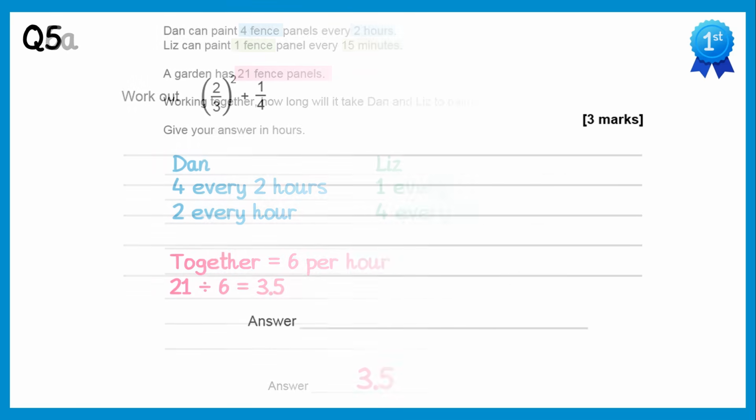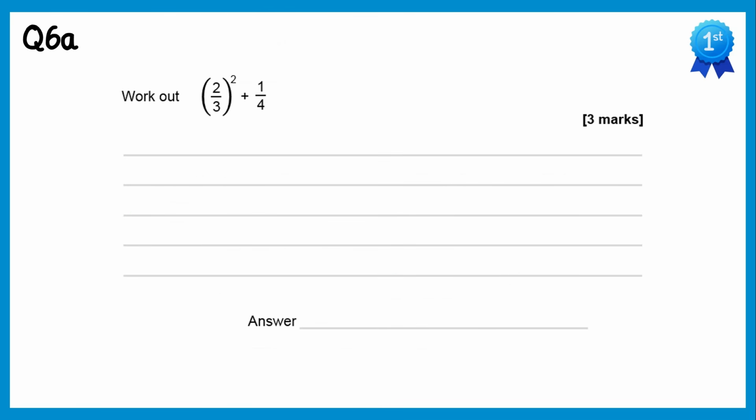For this question, we're going to deal with the bracket squared first. When you square anything, you just times it by itself, so we need to do 2/3 times 2/3. To times these together, you multiply numerators, so 2 times 2 gives you 4, and then 3 times 3 gives you 9. So this is the same as 4/9.